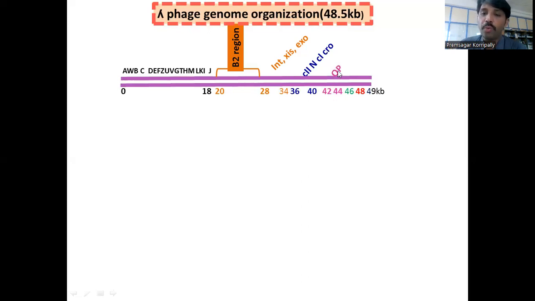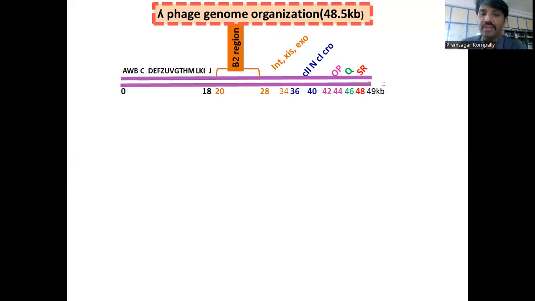Then O and P. These are the genes at 42 kb to 44 kb, and they are responsible for DNA replication. And Q is an anti-terminator. And then S and R. These are the genes responsible for post lysis and release of the phage progeny.